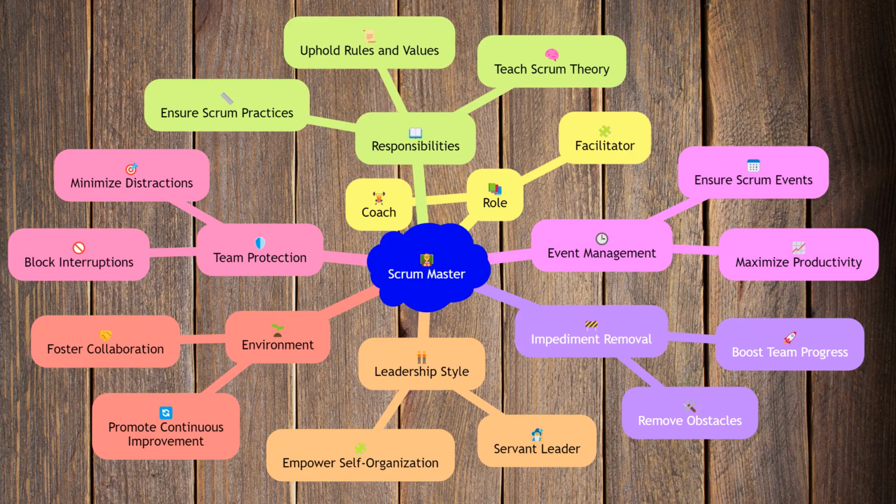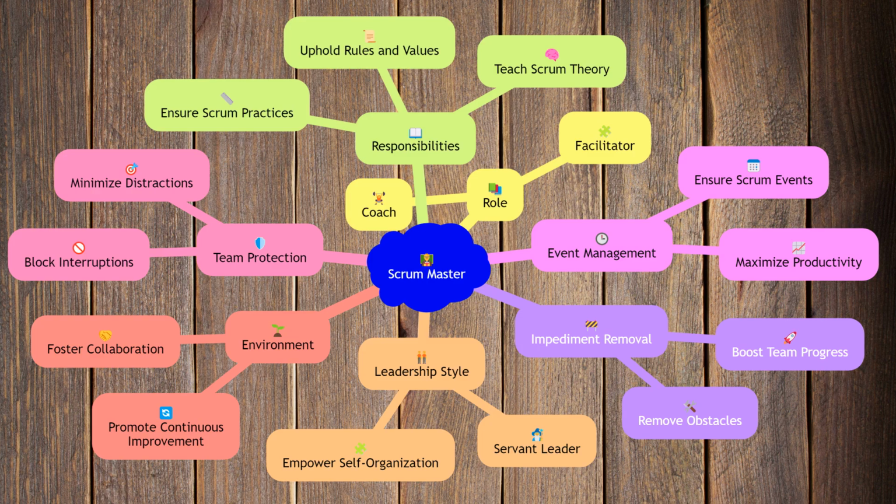The Scrum Master serves as a facilitator and coach for the Scrum team. They help everyone understand Scrum theory, practices, rules, and values. The Scrum Master works to remove impediments that may hinder the team's progress and ensures that Scrum events take place and are productive. They also protect the team from outside interruptions and distractions.